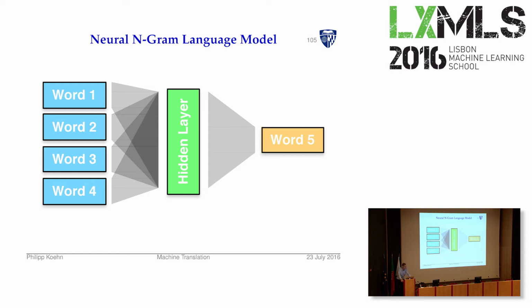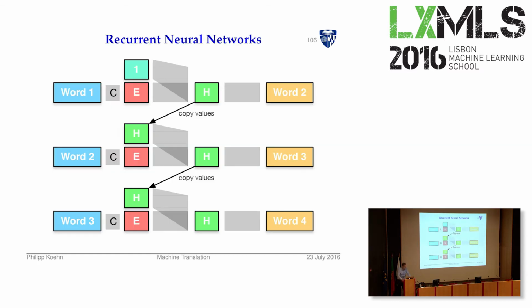So this is an n-gram language model, and we just put in as inputs to our neural network the four words of context, and we try to predict the next word. This is a pretty straightforward neural network architecture. It's kind of like the earlier picture, except now filled in with some context. So that's one thing to do.